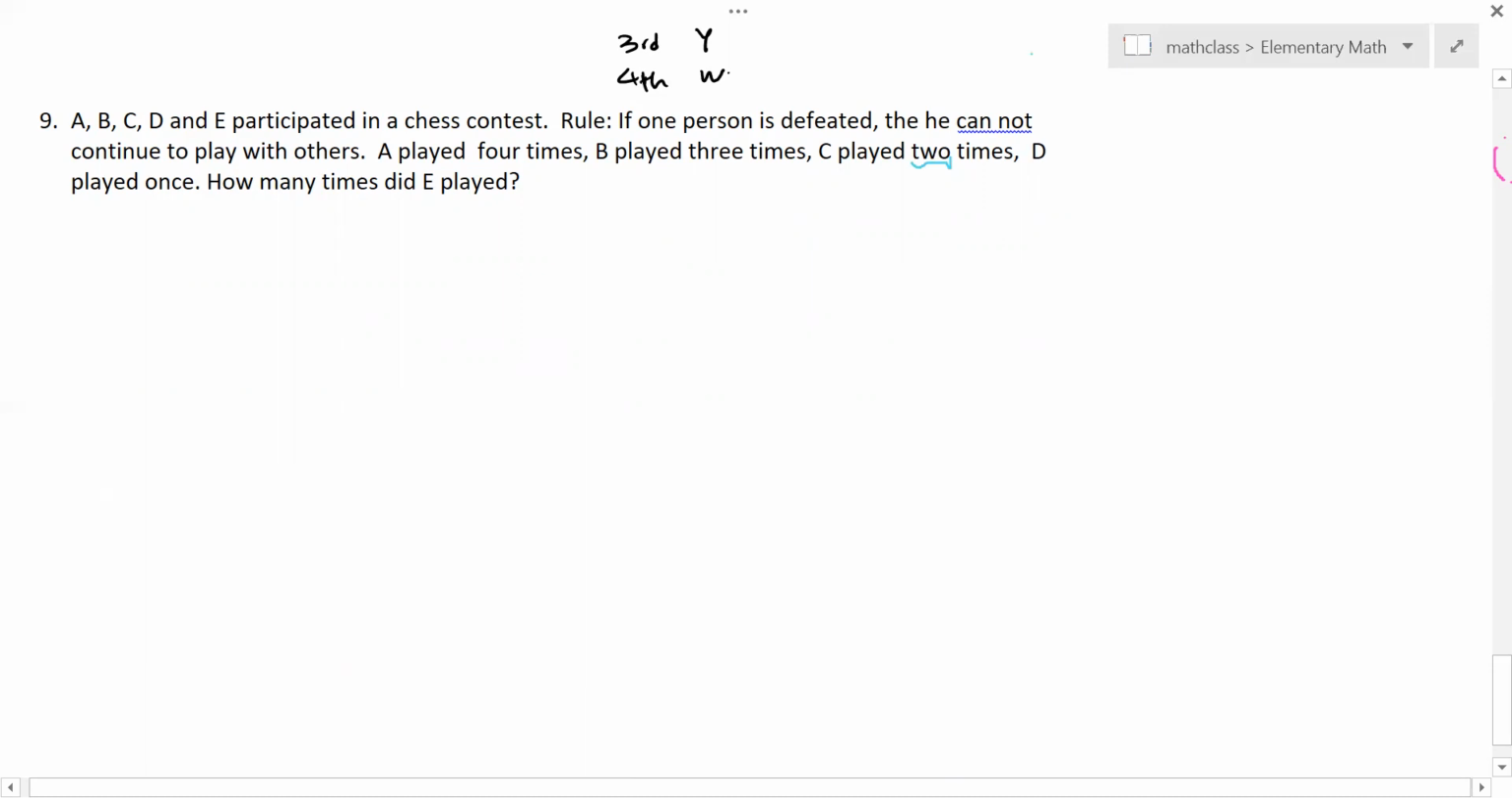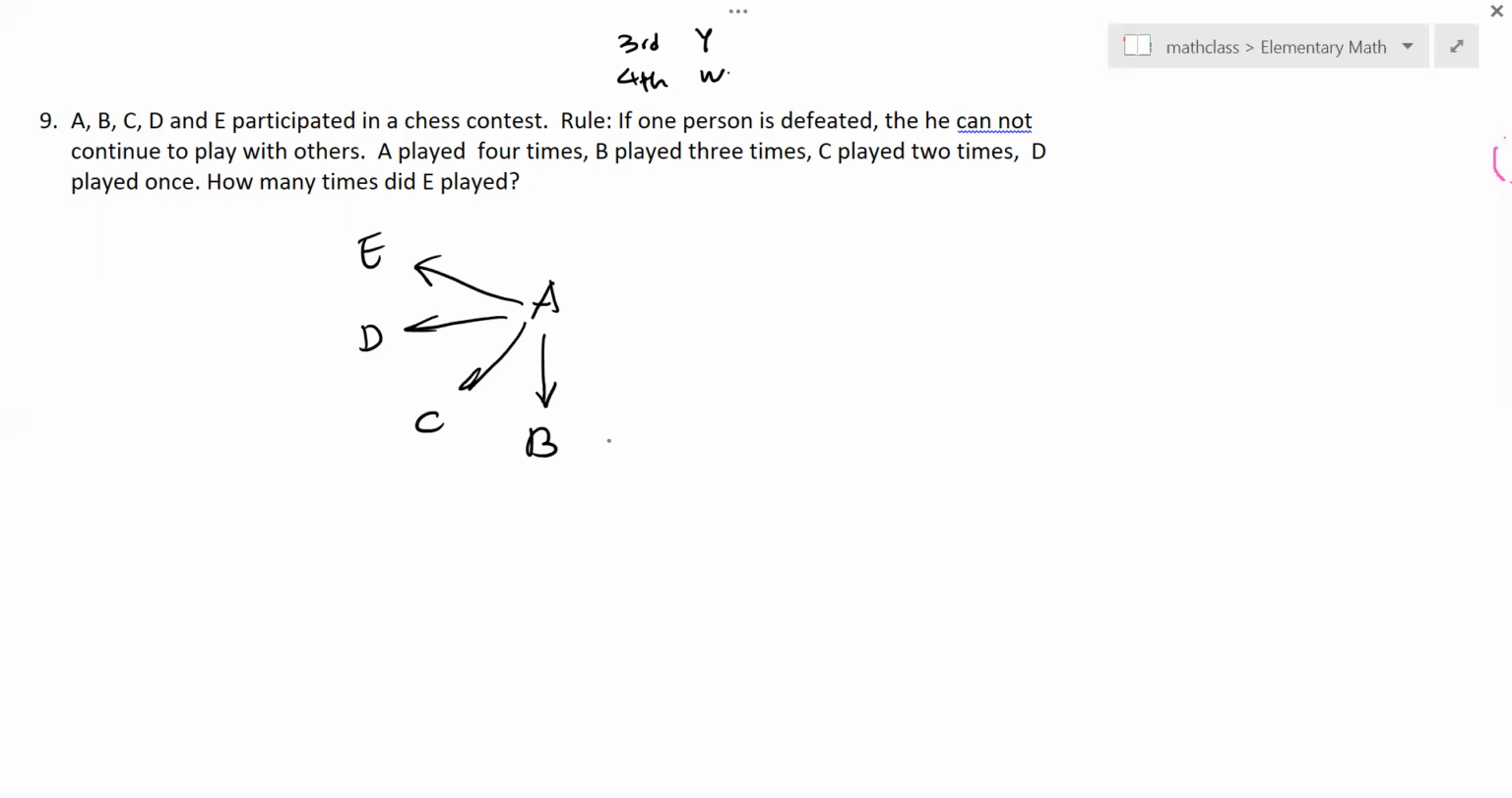Well, this problem, how do you do that? You draw the chart, okay? A, B, C, D and E. Let's do it this way. I connect them if they played. A played 4 times. If A wins, I begin with A. If A wins, I draw a line to each of them, okay? So A stays here, one by one, the rest of them, so only 4 people. Then B played 3 times, okay?